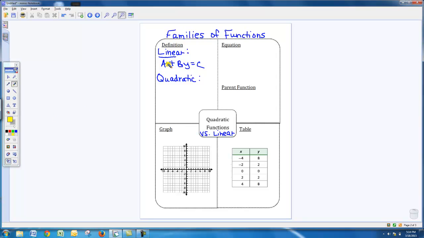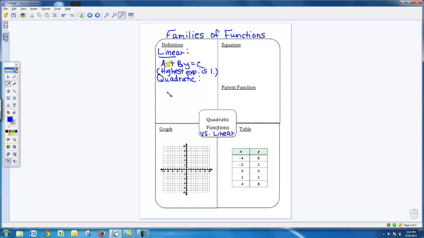And the important thing here is the exponent on the variable. The highest exponent is 1. We're going to write in here that the highest exponent is 1.